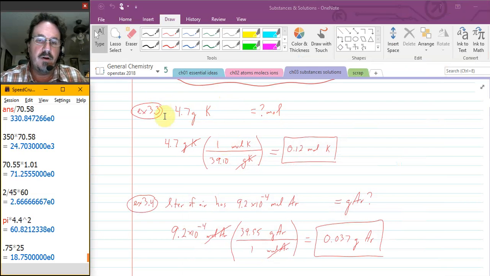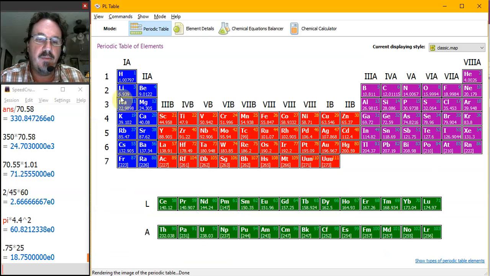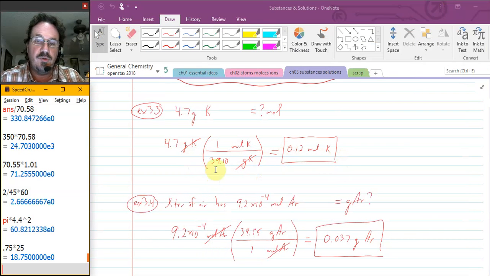Okay, here we start off with 4.7 grams of potassium. I'm asked to convert that to moles. How many moles would that be? Well, if I go back to my periodic table and find potassium, there it is, 39.102 grams per mole. I want to use that 39.10, and the book rounds it off a little bit, and that's fine. I'll follow their lead. I want to use that grams per mole as a conversion factor, where I'm trying to convert 4.7 grams of potassium to moles of potassium. That's exactly what those numbers on the periodic table do.